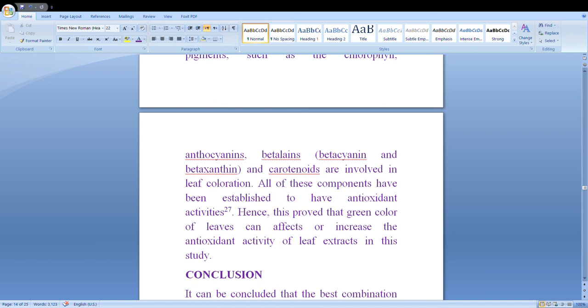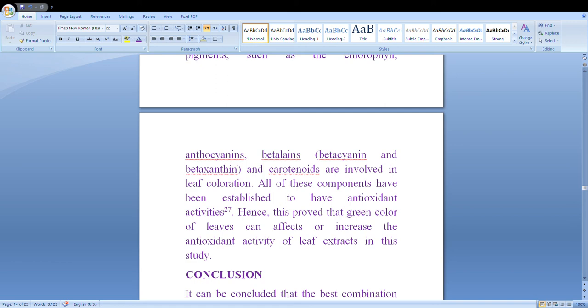All of these compounds have been established to have antioxidant activities. Hence, this proved that the green color of leaves can affect or increase the antioxidant activity of leaf extract in this study. That's why broccoli is most important, because it contains more antioxidant.